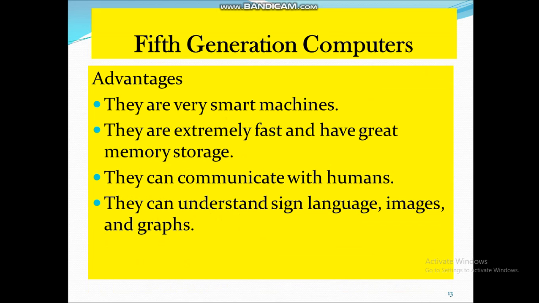Now, advantages of the fifth generation: they are very smart machines. Number 2, they are extremely fast and have great memory storage. Number 3, they can communicate with humans. And number 4, they can understand sign language, images and graphs.